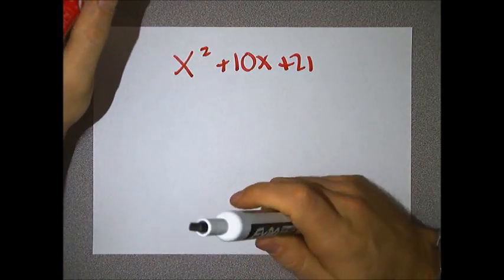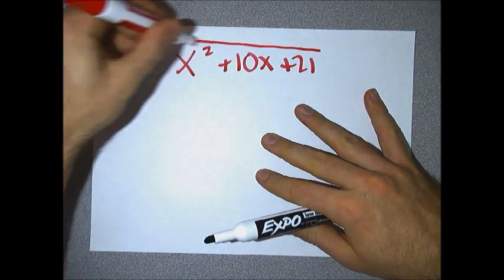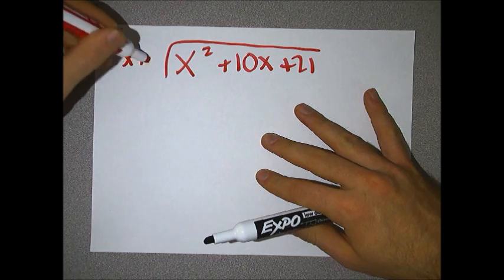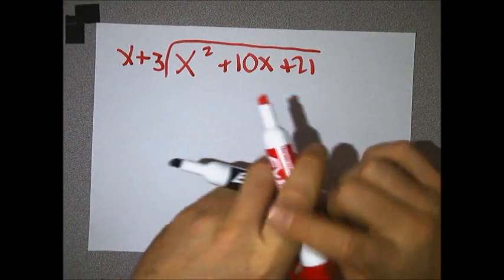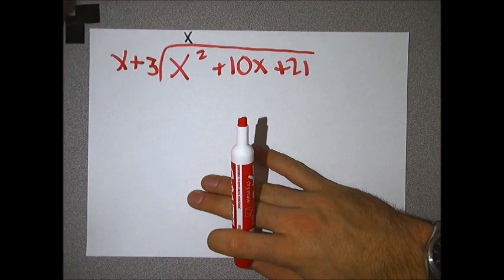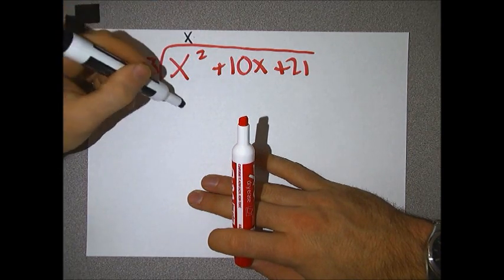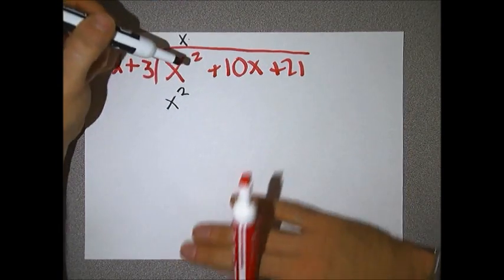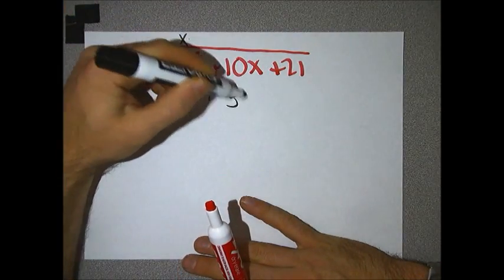And we're doing long division by x plus 3. So the question you ask yourself is, x times what gives me x squared? And that answer is x. Then you multiply. X times x is x squared. X times 3 is 3x.